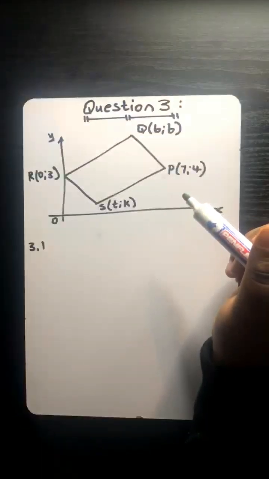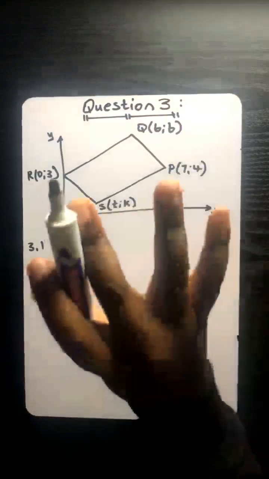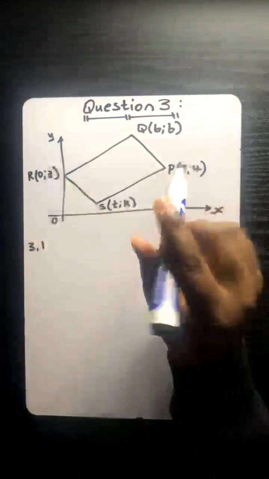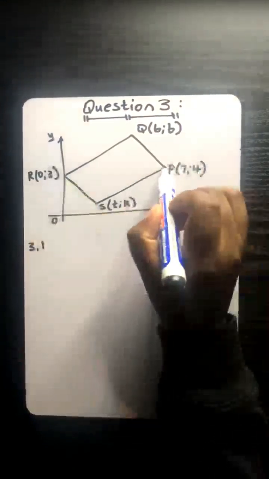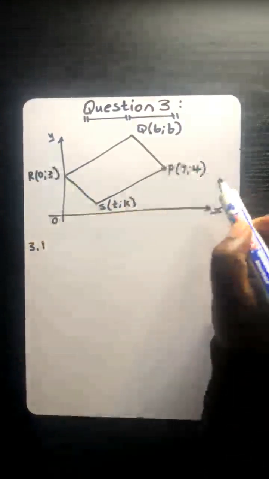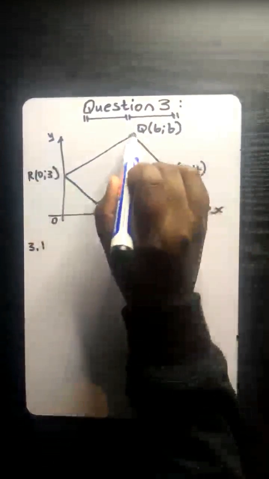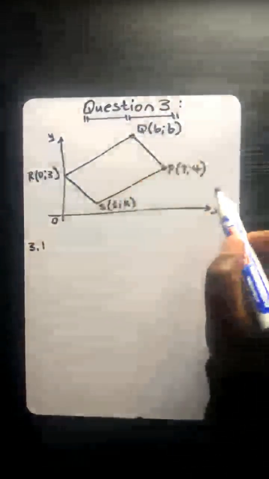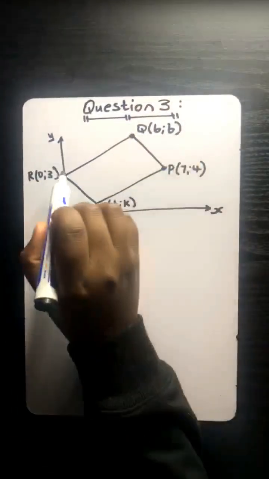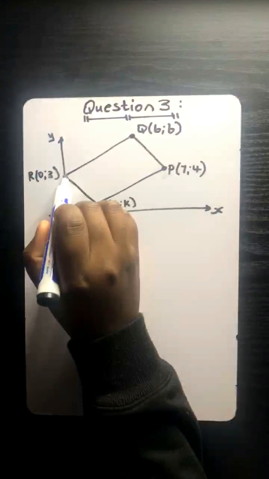In the diagram below, referring to that diagram, they're saying P, where is P? That P has got 7 and 4, and then Q, where is Q? There is Q, they're saying it has got 6 and 6. R, where is R? There's R, it has 0 and 3, and then S, there is S, it has T and K. They're saying are the vertices of quadrilateral PQRS.